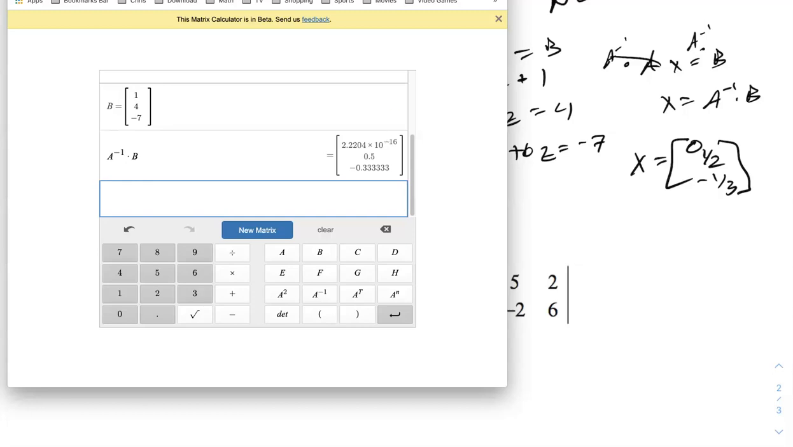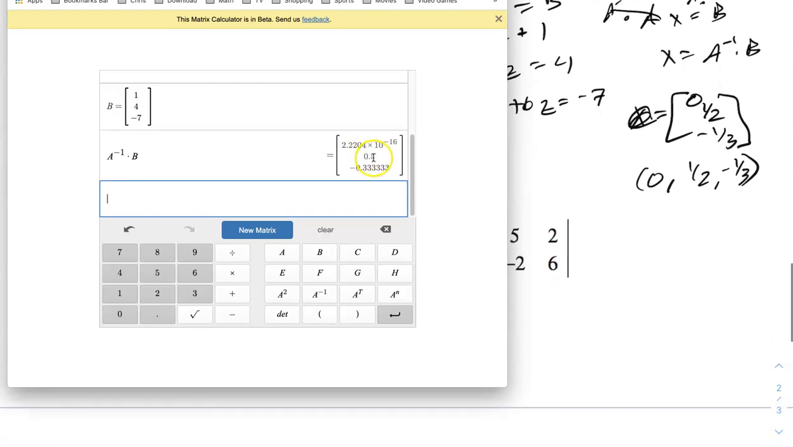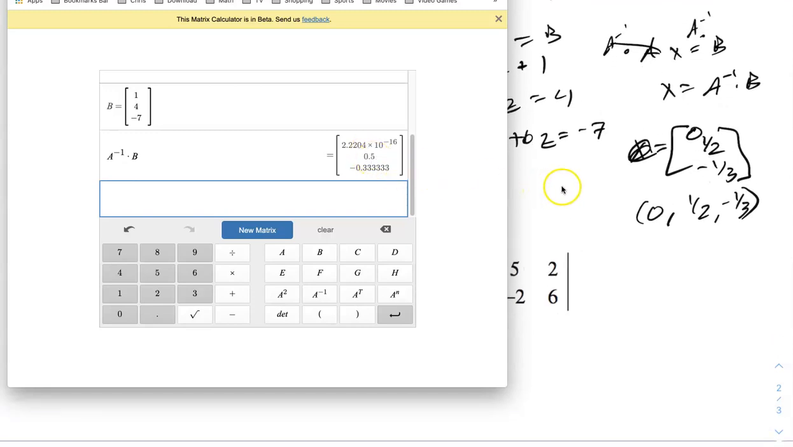That's our answer. I mean, it shouldn't be X, it should be X, Y, Z. So 0, 1/2, -1/3. Alright, so that's essentially 0. You can see it's such a small number. It's a program, so it's just running a computer simulation, so it should be 0, but it's close enough. 1/2, and then -1/3.